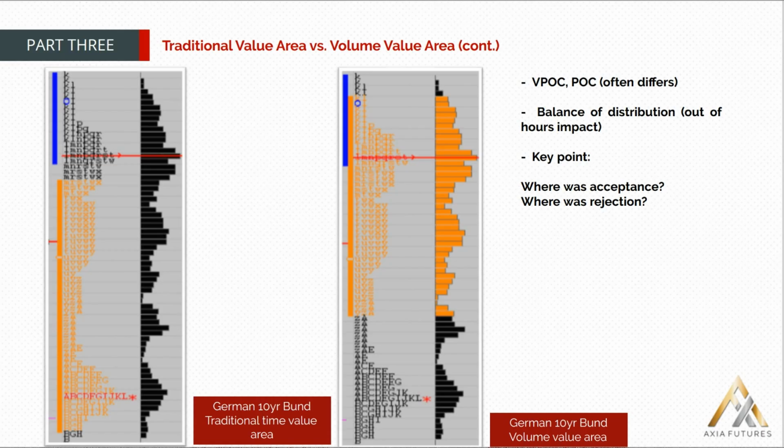The next thing is obviously the balance of distribution. As we can see, the distribution looks very similar.